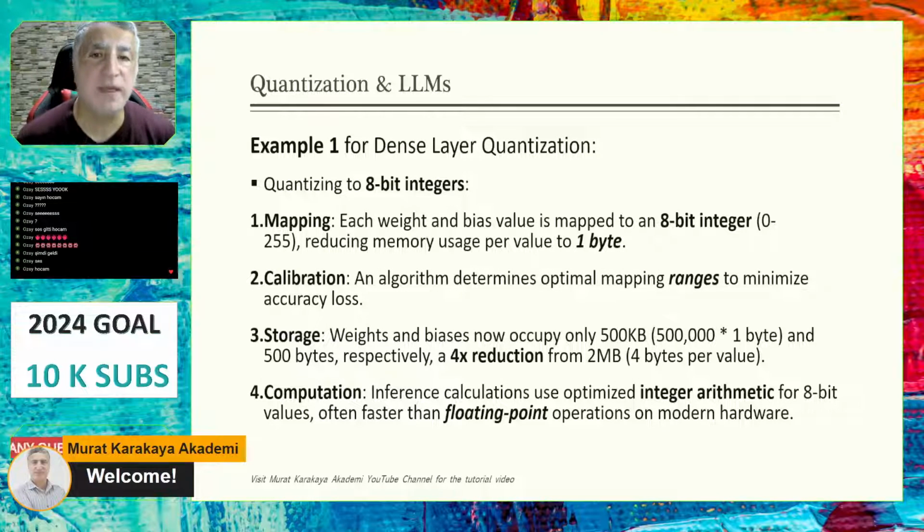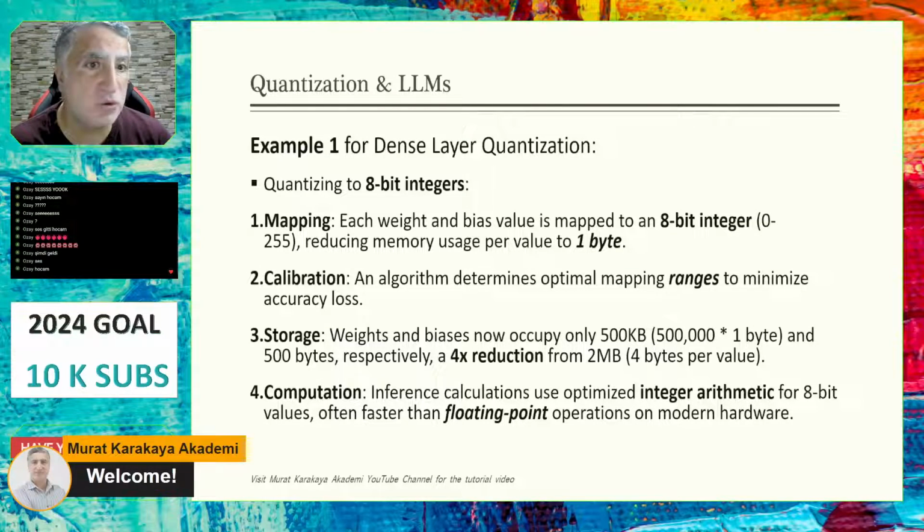Let's continue with the example. So we would like to quantize this model to an 8-bit integer quantization model. What can we do? First, we can map each weight and bias value to an 8-bit integer. It means that you are converting all the float numbers to map into the range of 0 and 255 as an integer.